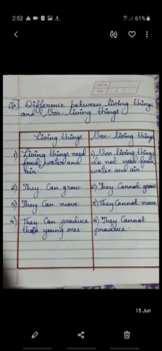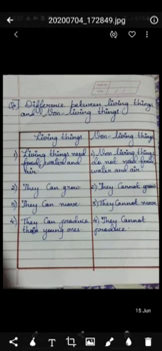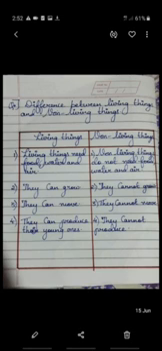Next, here we have the difference between living things and non-living things. Let us see with the help of these points. Living things need food, water and air, whereas non-living things do not need food, water and air. Yes, children, we are living things. Not only we human beings, but plants and animals, we all are living things and we need food, water and air to survive, that is, to live. Without these things, we cannot live. Whereas non-living things do not need food, water and air.